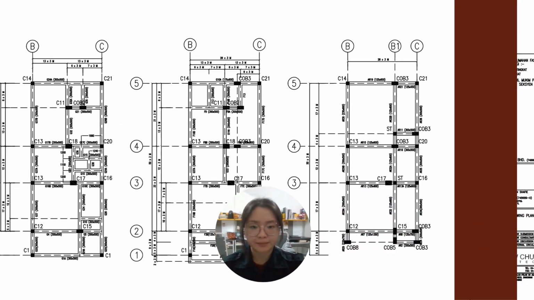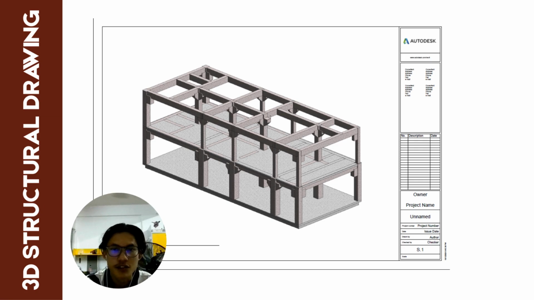Next slide is the 3D structural drawing. This 3D structural model illustrates the load transfer system from the first floor to the ground floor. It also helps in checking alignment, connection details and constructability of IBS components before construction begins. So basically this drawing uses precast column and precast beam.